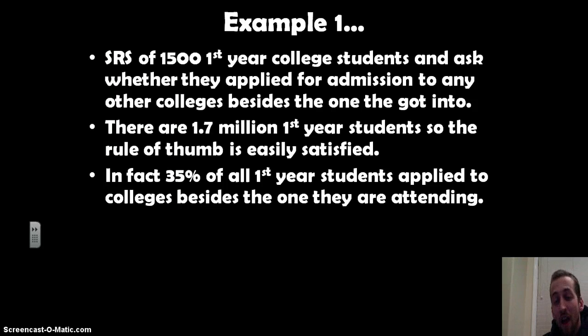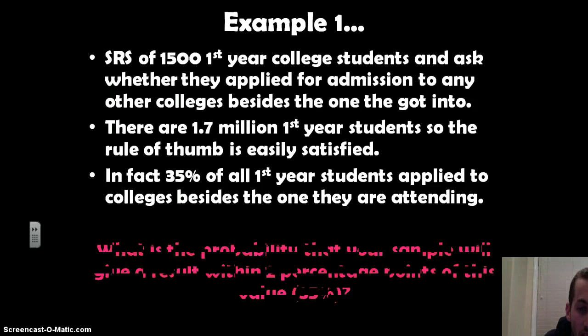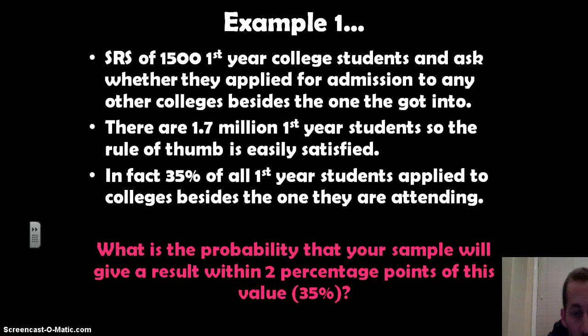Okay, this is a fact. This is something you can look back in history. In fact, 35% of all first-year students applied to colleges besides the one they're attending. And so you're going to be asked questions like this: what is the probability that your sample will give a result within 2 percentage points?